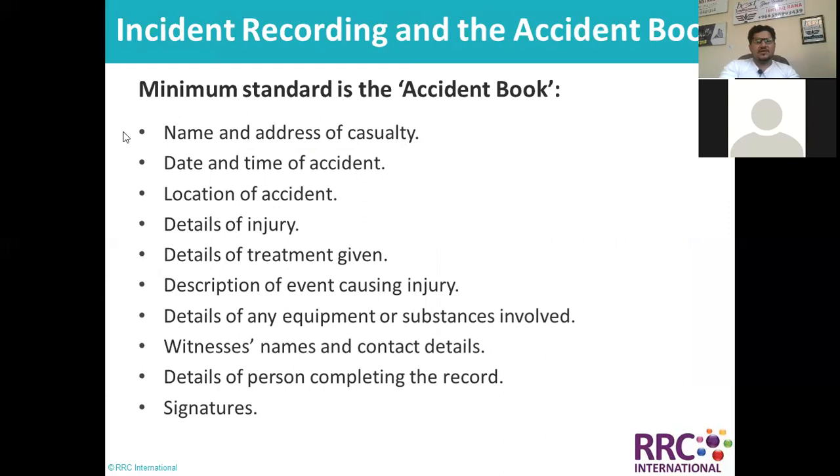Now, the minimum standard is the accident book. And within the accident book, what exactly is the information we have to put in place? Name and address of the casualty, date and time of the accident, location of accident, details of injury, details of treatment given, description of event causing injury, details of any equipment or substances involved, witnesses, that means names and contact details. It's a kind of format of accident reporting or accident log sheet, with details of the person completing the record and also signatures. So we can have an accident book. That is a minimum standard.